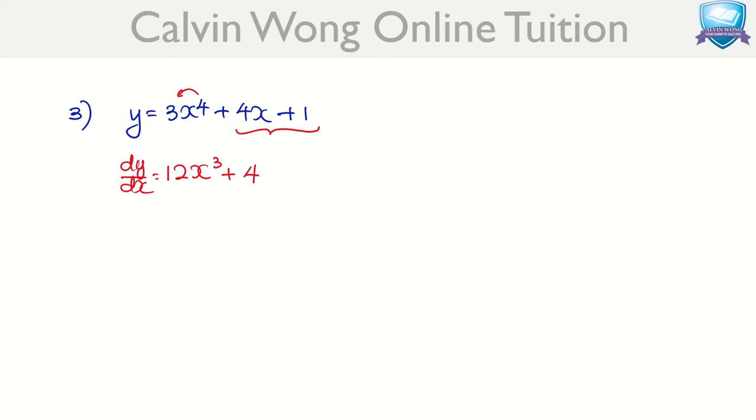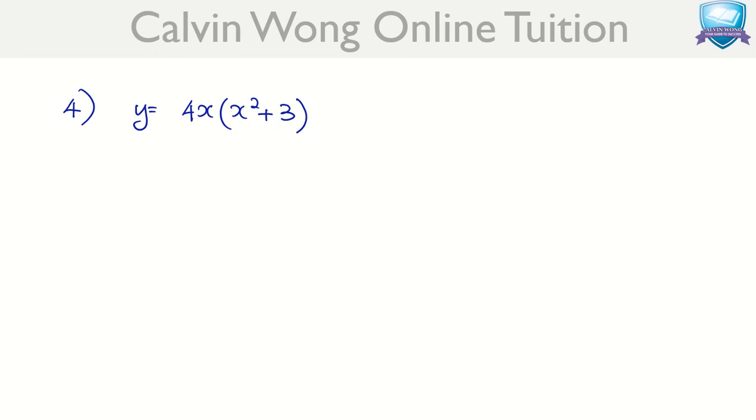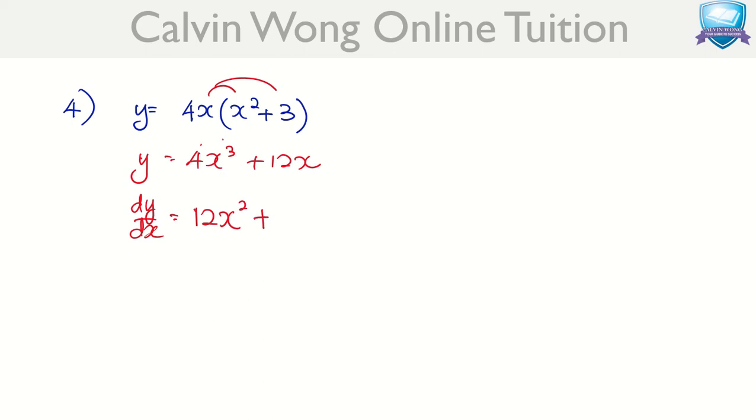Alright, next, type 4, question 4. y equals 4x times x squared plus 3. Now, if you can expand, let's expand. y equals 4x cubed plus 12x. Let's do differentiation. dy/dx equals 4 times 3, 12x to the power reduced by 1, and this is linear, plus 12.